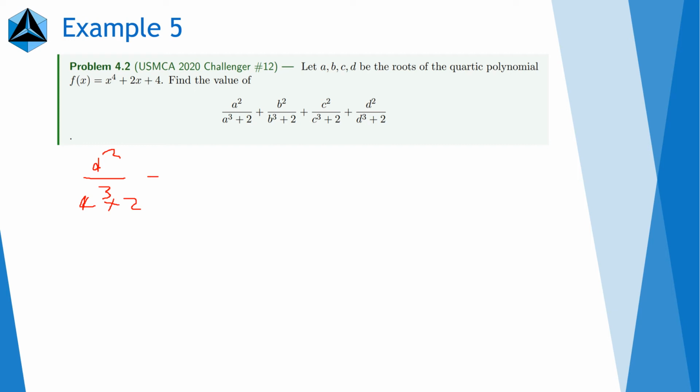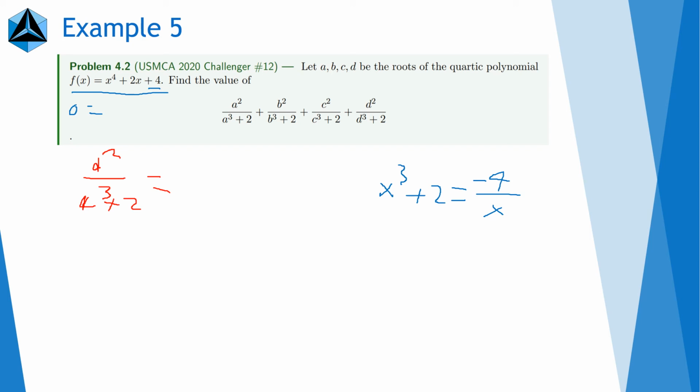To simplify this, let's note on the side that f of x is equal to x to the fourth plus 2x plus 4. Notice that if we plug in a, b, c, or d into this, since they're roots, by definition it's going to be equal to 0. So we can do some rearranging to find that x cubed plus 2 is equal to negative 4 over x. We did that by subtracting 4 and then dividing both sides by x.